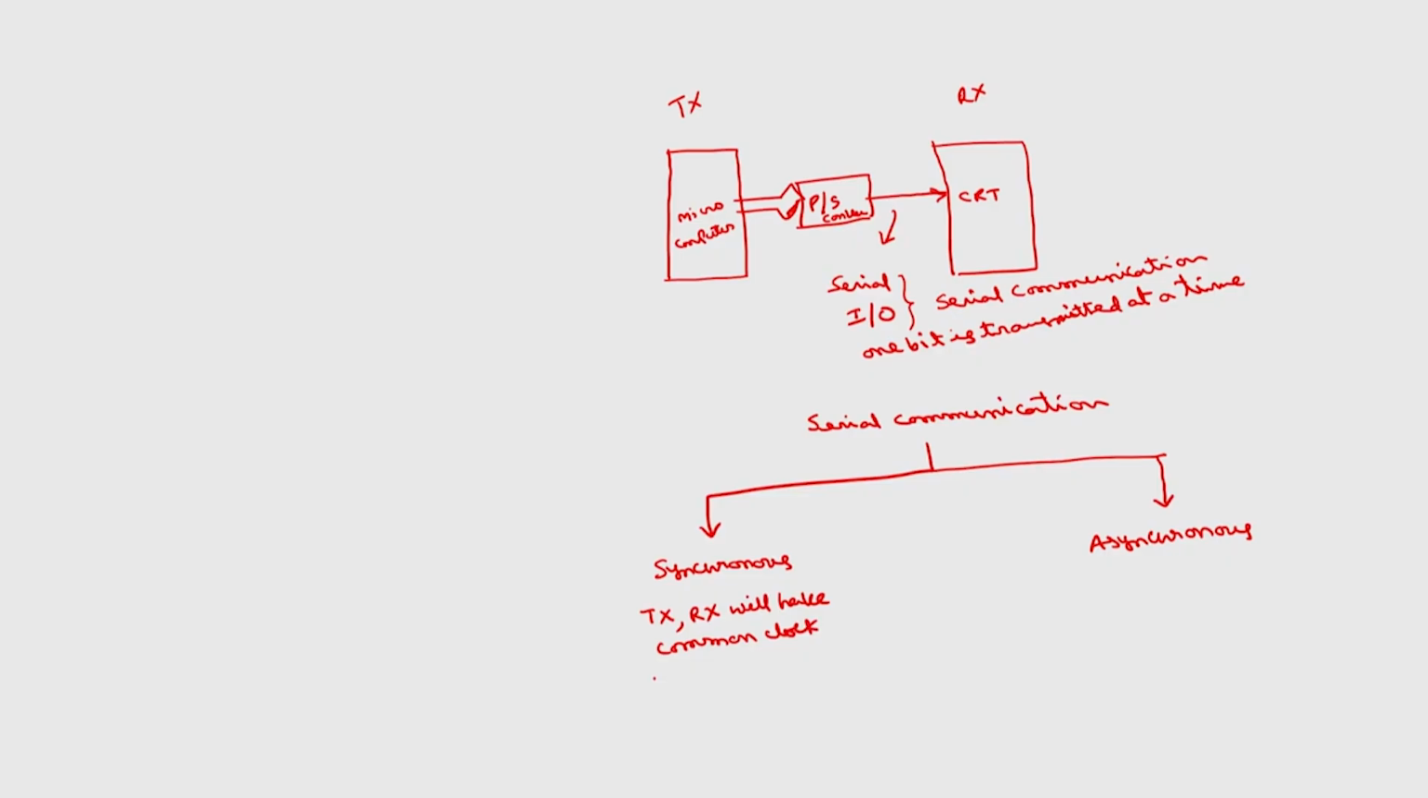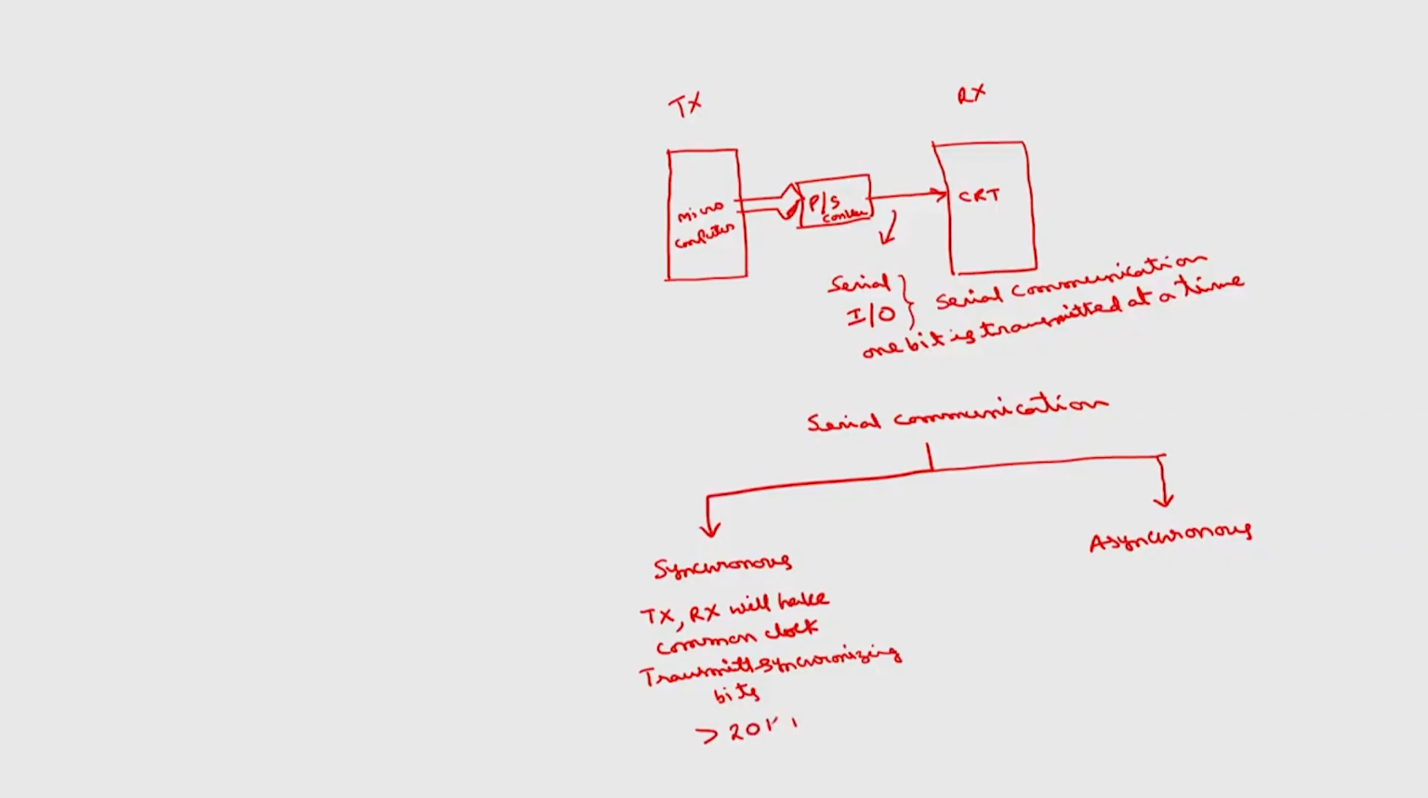In addition, here this serial data we have to transmit. In case of synchronous, we have to transmit some synchronizing bits also. So, this type of data transfer is normally preferred, because we are going to transmit at a faster rate. This type of data transmission, that is synchronous serial communication, is normally used for data rates greater than 20 kilobits per second.